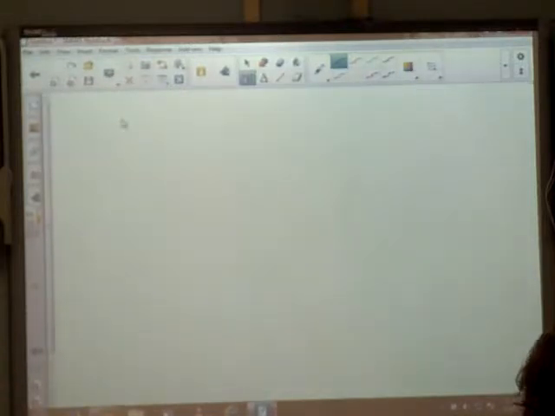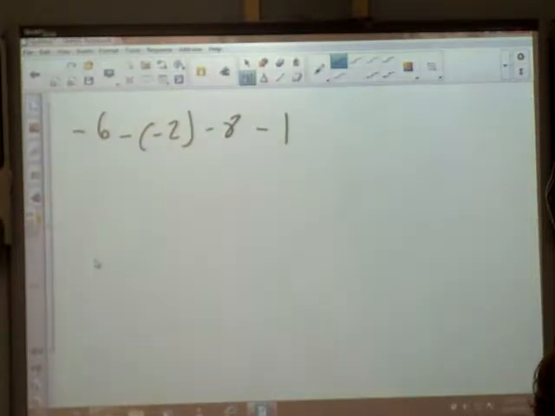All right, negative 6 minus negative 2 minus 8, there's number 1. Negative 3 minus... we haven't had a grouping symbol yet, now that weird teacher's putting a grouping symbol.